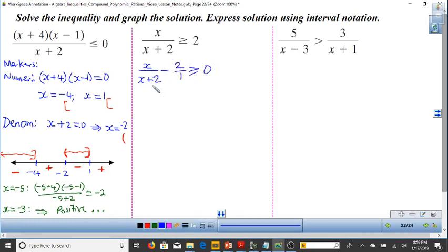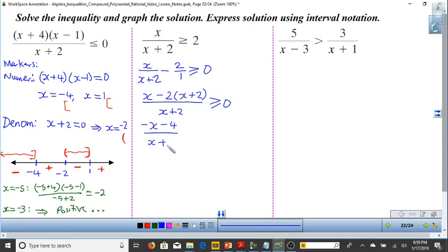And then combine the fractions. So we have x minus 2 times the quantity x plus 2, all of that over x plus 2. We're just combining them into one fraction. And then that means x minus 2x is negative x, and negative 2 times positive 2 is negative 4.